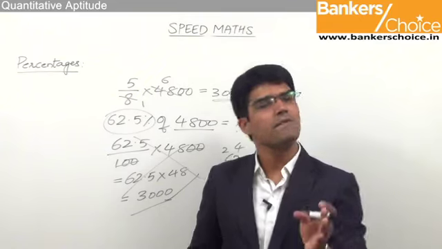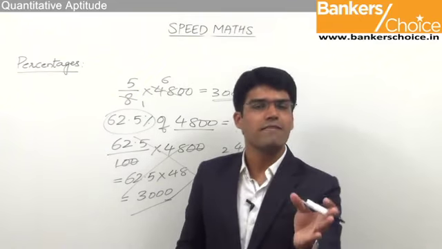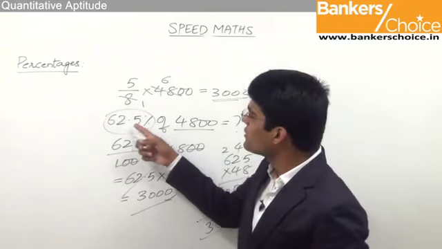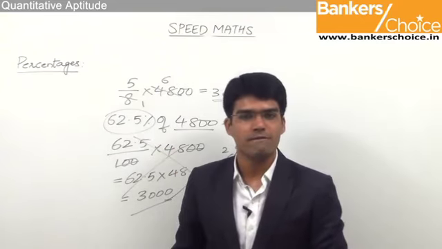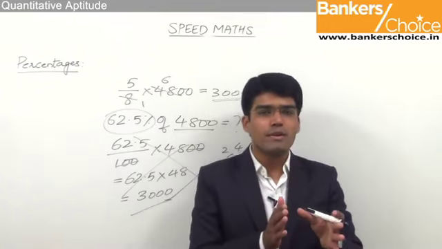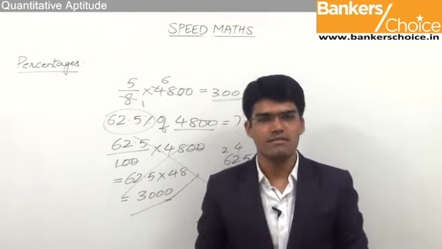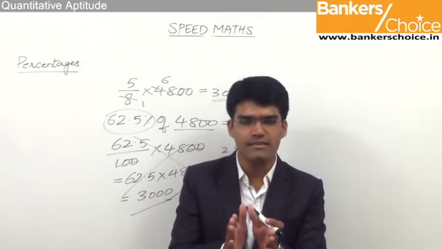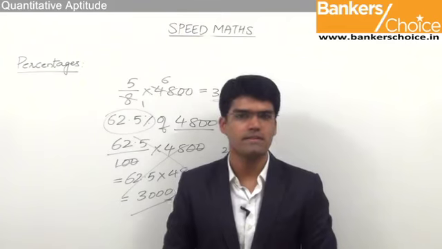Like you all know that 50% is 1 by 2, 25% is 1 by 4. You all are supposed to know that 62.5% is equal to 5 by 8. That means we need to really understand what percentage is what fraction. 62.5% is equal to 5 by 8. So once you know this, finding out the answer will become really very easy.